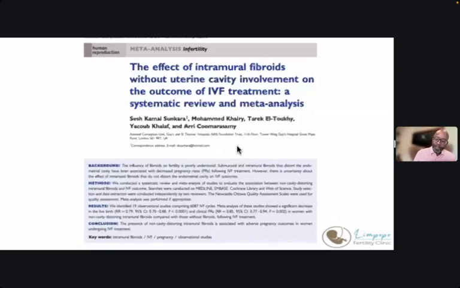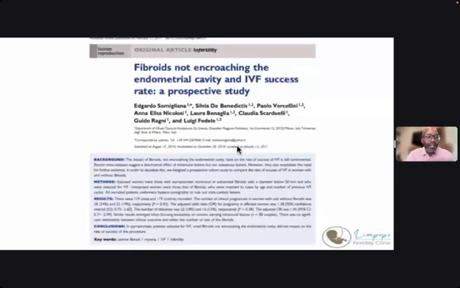undergoing IVF. A follow-up study by Somigliano, looking at fibroids not encroaching the endometrial cavity and IVF success rate, which was a prospective study. They looked at also the size of the fibroids, those below 5 millimeters. And their conclusion was that in asymptomatic patients selected for IVF, small fibroids not encroaching the endometrial cavity did not impact on the success rate of the procedure. Therefore, this was a follow-up study, but Sunkara did a study earlier on, later by Robillard, which dispelled the fact that fibroids do have an impact, and Somigliano said fibroids didn't have an impact.